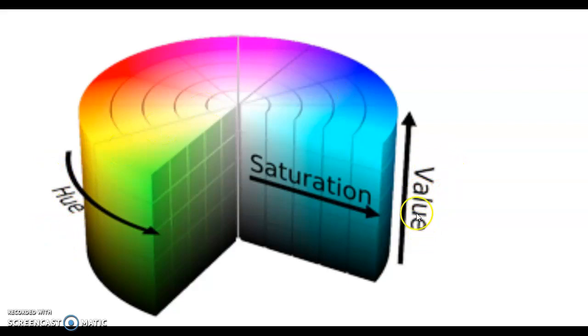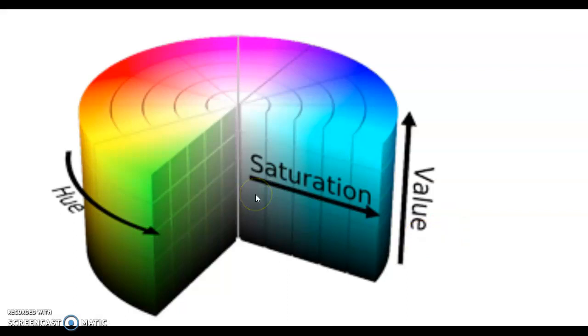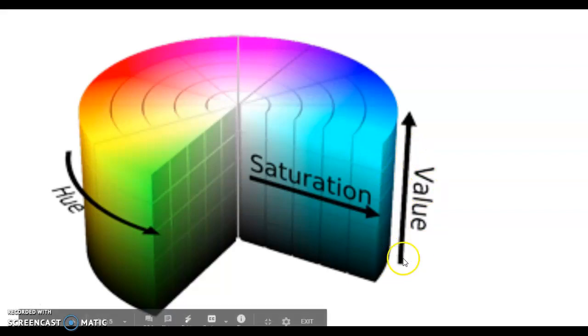Value, you should know. Value is how light or dark something is. So if we talk about value and hue, you could have a dark green versus a light green, right? And then the last thing that we didn't really talk about was saturation. And saturation is how dull or how bright a color is, or how muted or how saturated a color is, right? So you could have a dark, very saturated blue, right?